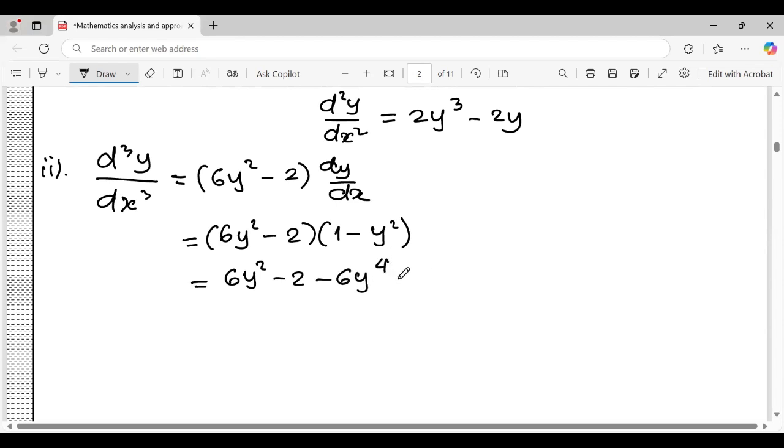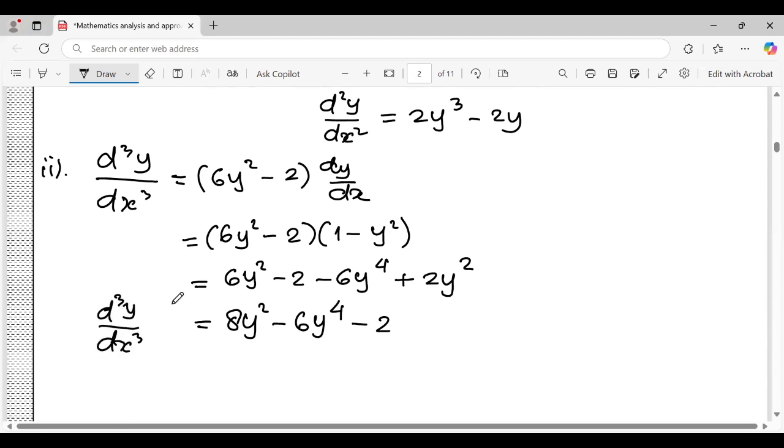After that, minus 6y to the power 4 plus 2y squared. That gives 8, because 6 plus 2, 8y squared minus 6y to the power 4 minus 2. So this is the third derivative based on the implicit method.